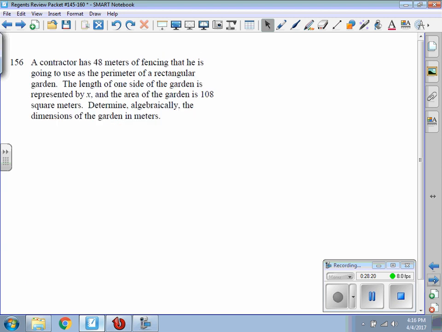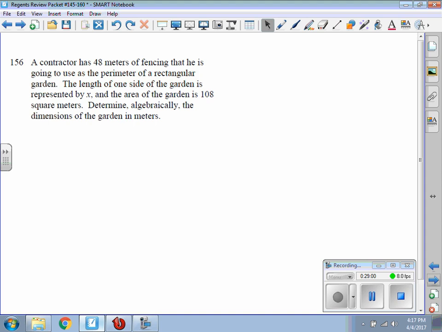156. Remember on Monday I told you to put 156 down below 149. So when you flipped over to page 35, right next to it, below 149 is where you should put the work for this one. So 156, a contractor has 48 meters of fencing that he is going to use as the perimeter of a rectangular garden. The length of one side of the garden is represented by X, and the area of the garden is 108 square meters. Determine algebraically the dimensions of the garden in meters.